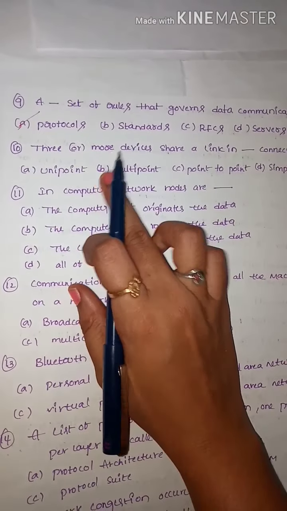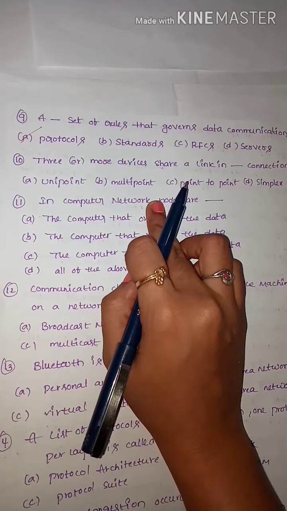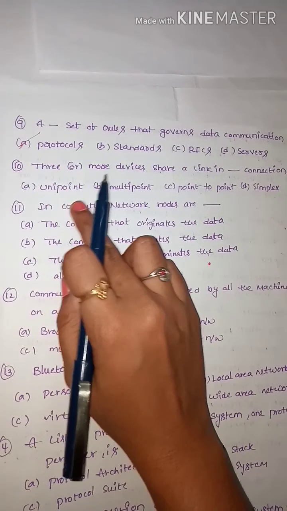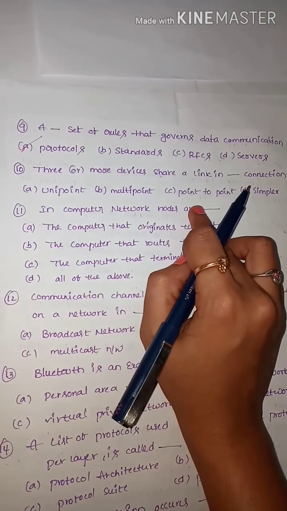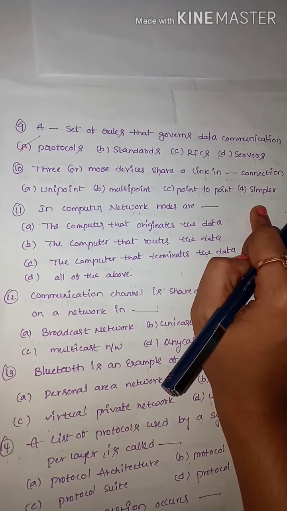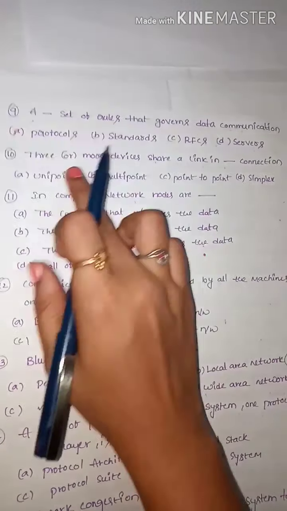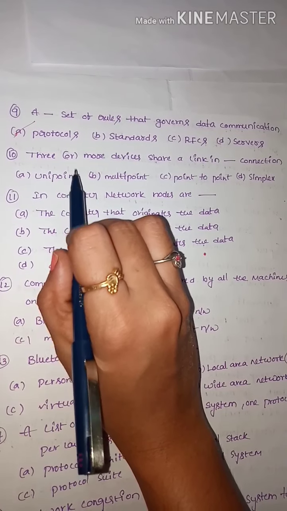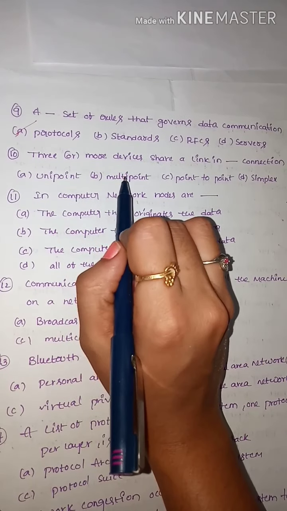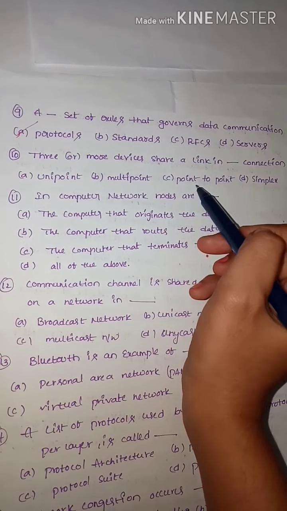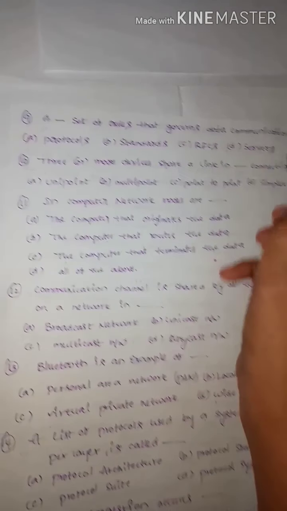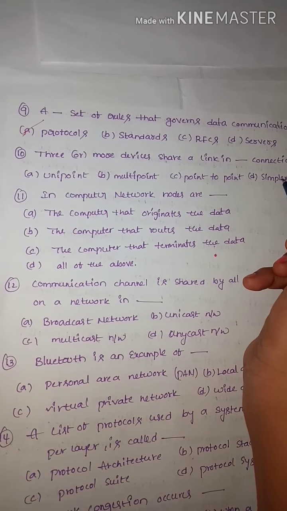Next one, three or more devices share a link in a dash connection. Options: option A unipoint, option B multipoint, option C point to point, and option D simplex. Here observe, three or more devices. Unipoint is nothing but only one device. Multipoint, two or more devices are connected. Point to point, only one device is connected. Simplex is only one direction.